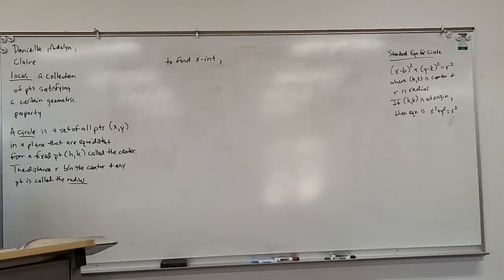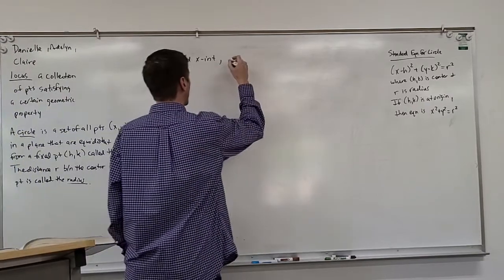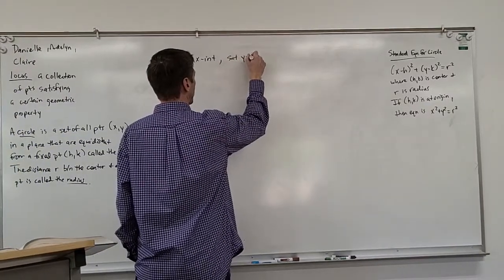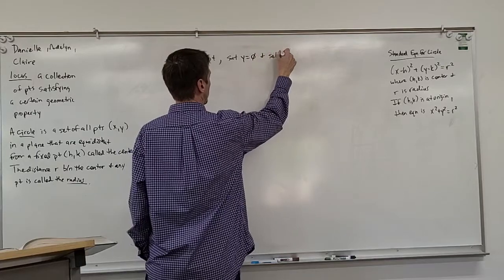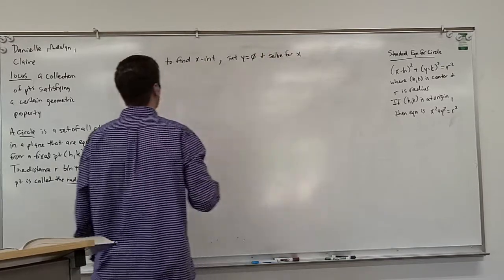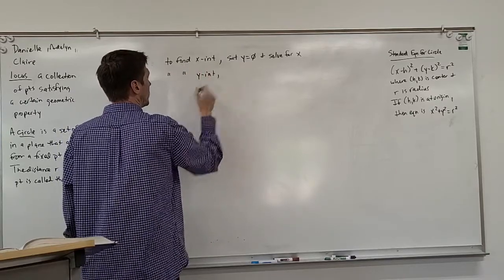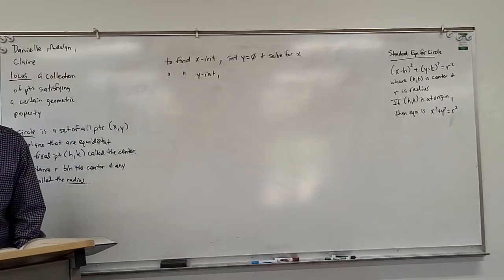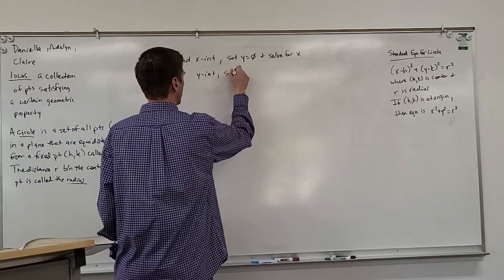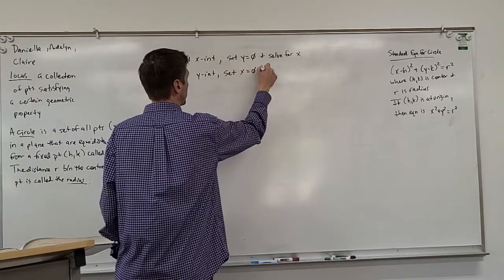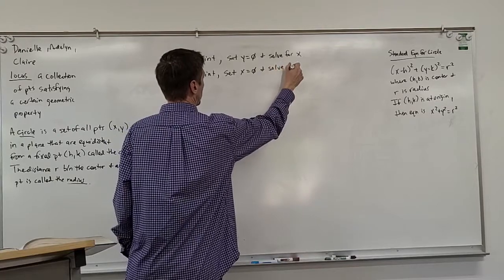If I have a graph that's crossing the x-axis, what is my y value going to be for each of those points? 0, right? So to find the x-intercepts, set y equal to 0 and solve for x, right? And the opposite is true to find the y-intercept. If it's intersecting the y-axis, then x is going to be 0 at that point. So set x equal to 0 and solve for y.